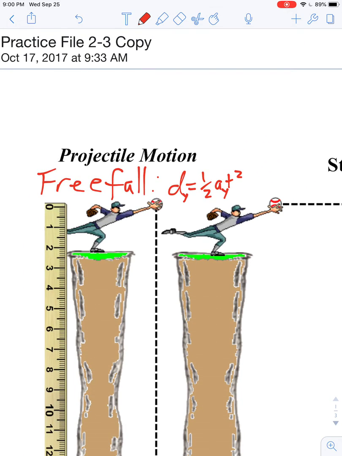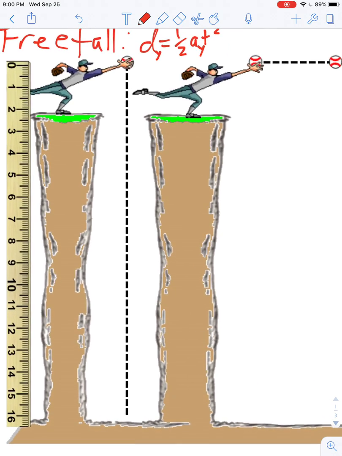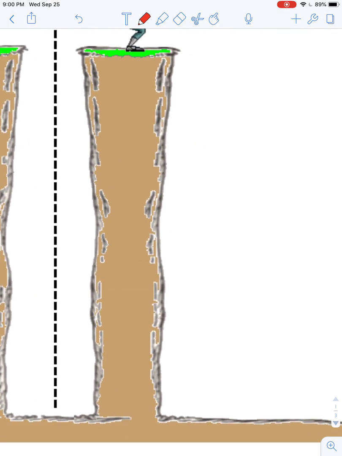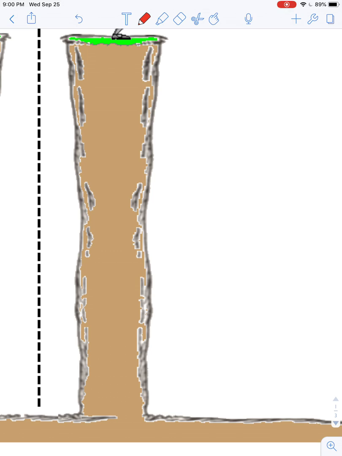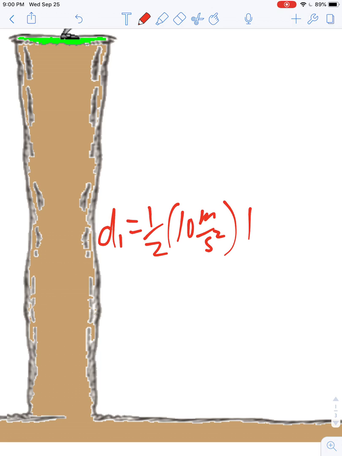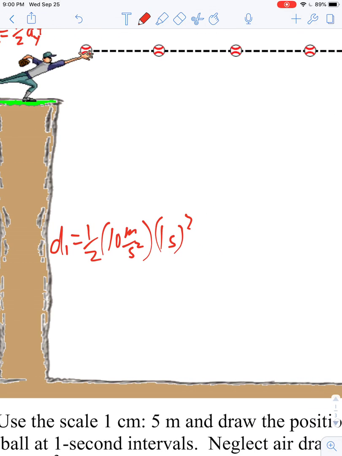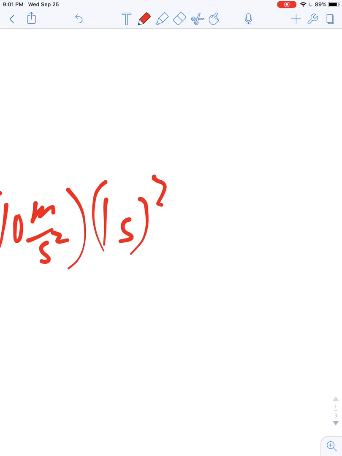So in order to do this, I'm actually going to sneak my work in down over here next to the cliff, and you'll see why in just a second. I've got my equation written already, so I'm just going to start subbing in. So at 1 second, I'm going to call that D1, that's 1/2 times 10 meters per second squared times my time of 1 second squared. Some quick math, half of 10 is 5, and 1 squared is 1, and 5 times 1 is just 5, so that first position, D1, is at 5 meters.